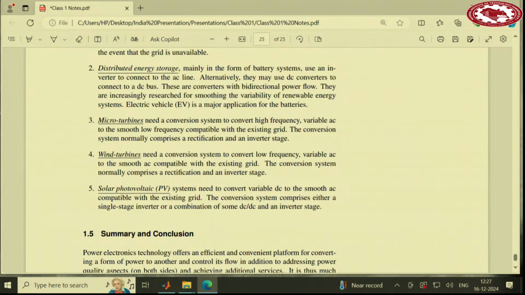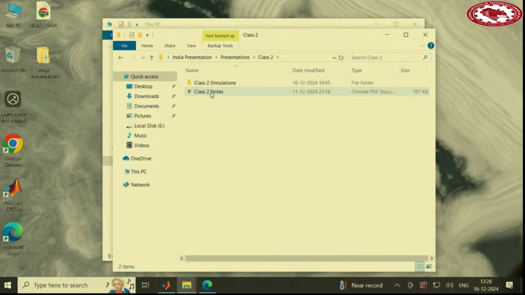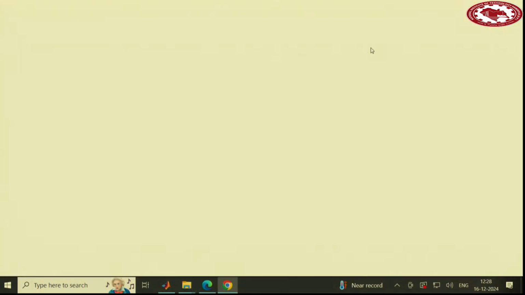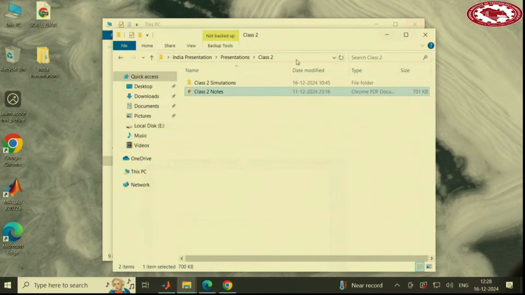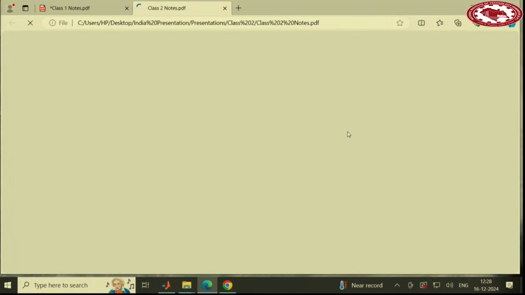So I need to open the other file. I think I need to open it with the other browser. Let's see. Need to open with the other one. Yeah. This one. All right. There you go. Thank you.